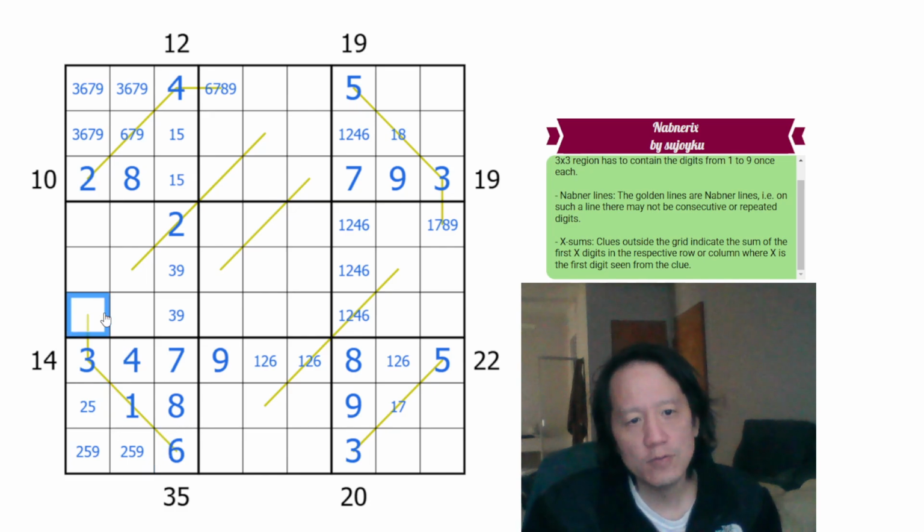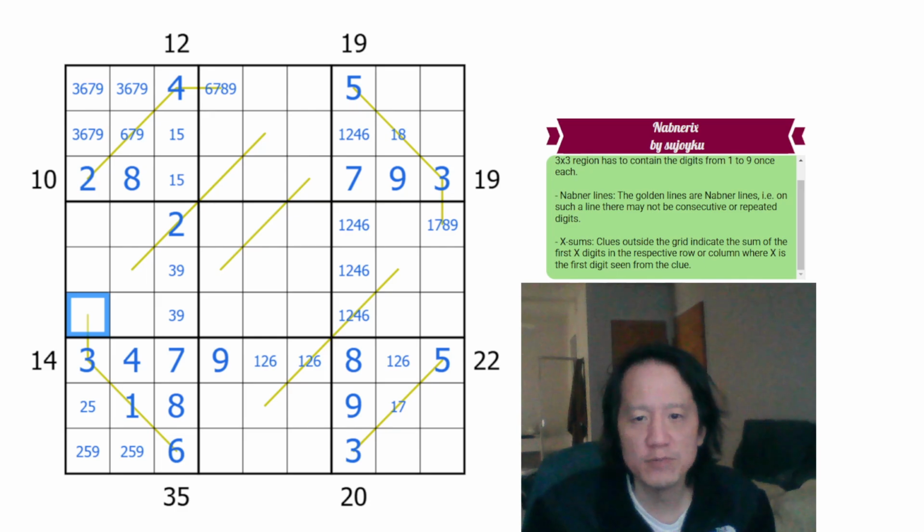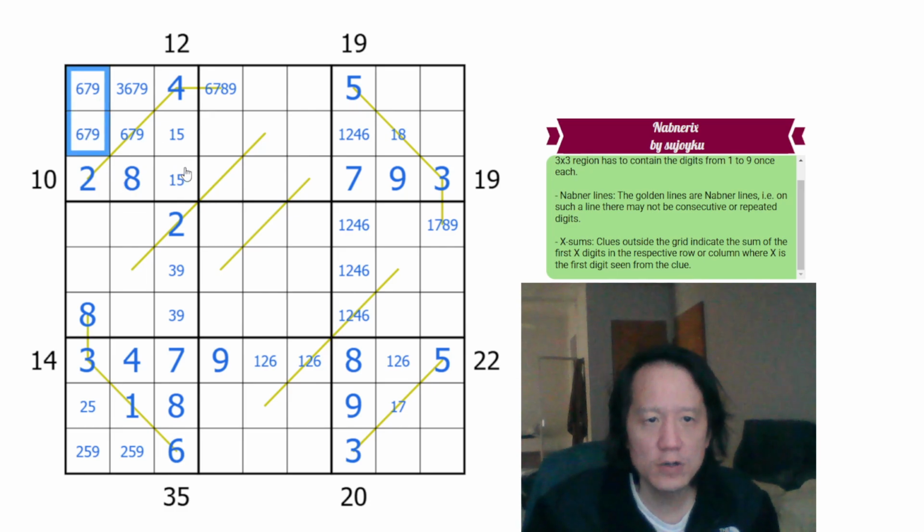This can't be 1, 2, 3, 4, 5, 6, or 7. So this must be 8 or 9, but there's a 3-9 pair in box 4. So the rest of the box cannot contain a 3 or a 9. Therefore, this must be an 8. These can't be 3 anymore. Whereas a 3 in box 1, it can only be in one place, that is there. So this is 3.